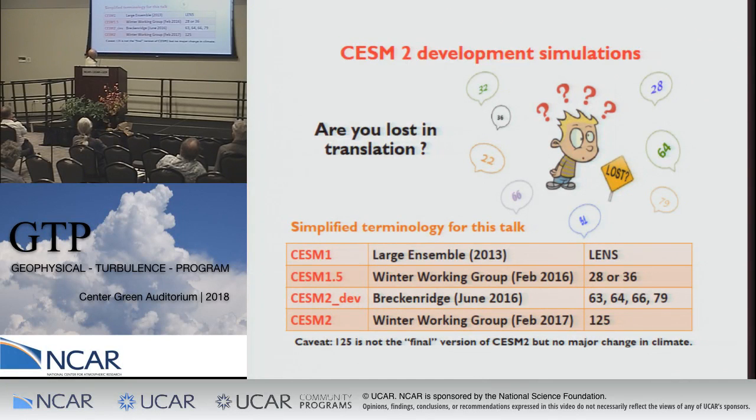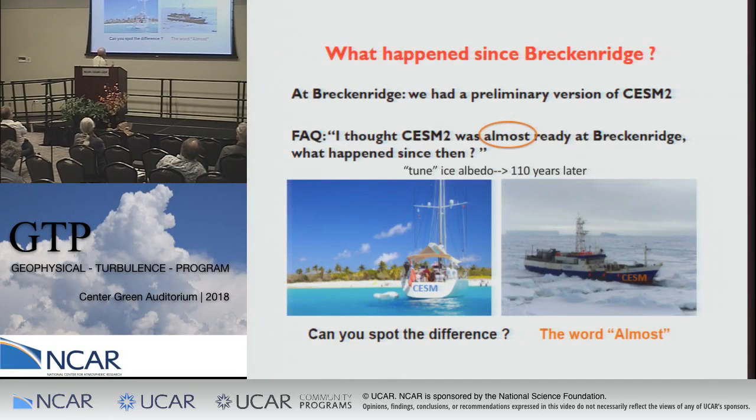I'm going to talk about quite a few early versions of the model. We went from a working group meeting in the winter of 2016 to a meeting in the summer of 2016, which should have been the time at which we were going to have a final version of the model. So let's focus on this June meeting in 2016. And at that time, we had a preliminary version.